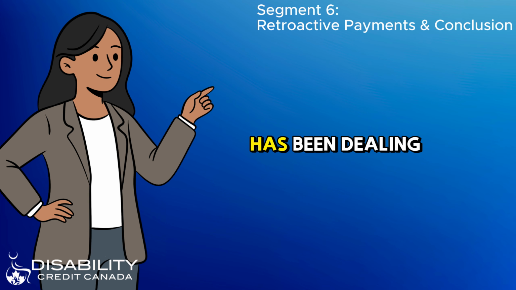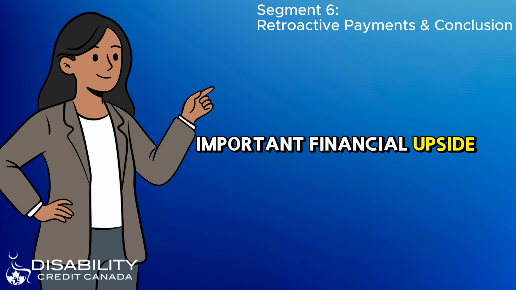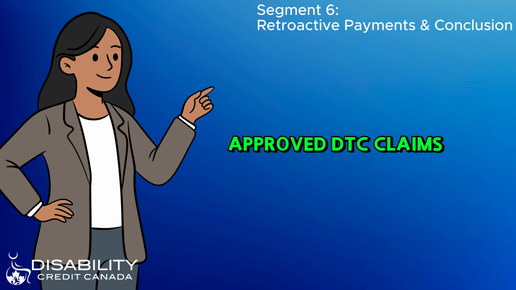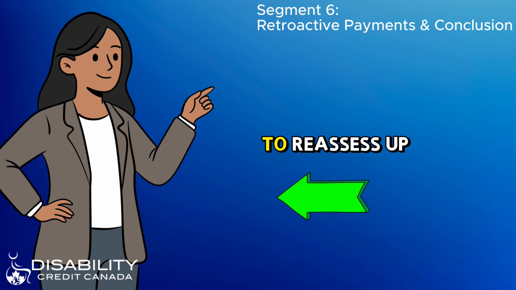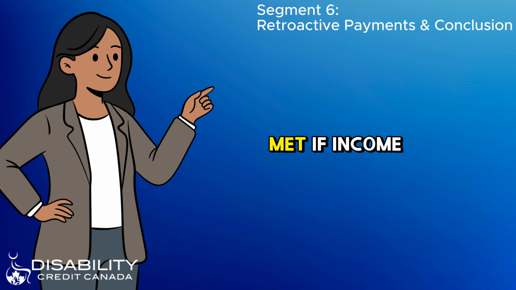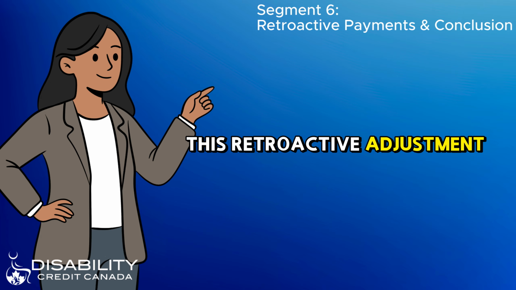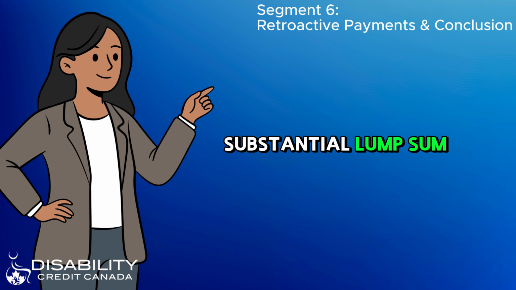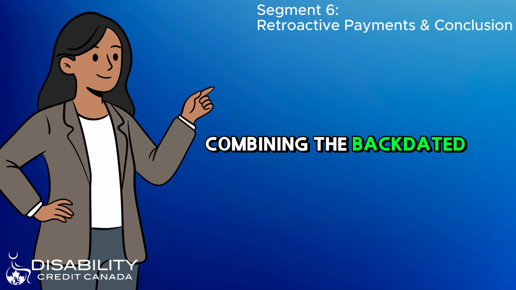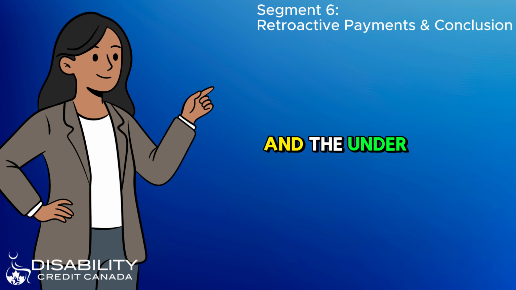If your child has been dealing with these functional challenges for years, there is an incredibly important financial upside. Approved DTC claims may be applied retroactively, allowing the CRA to reassess up to 10 prior tax years where criteria were met. If income tax was paid during those years, this retroactive adjustment can generate a substantial lump sum refund, combining the backdated base disability amount and the under 18 child supplement.